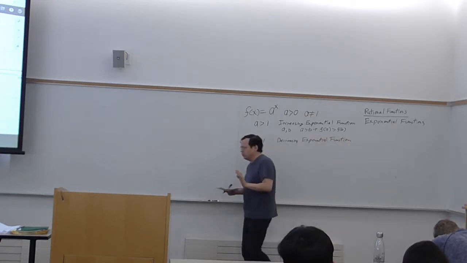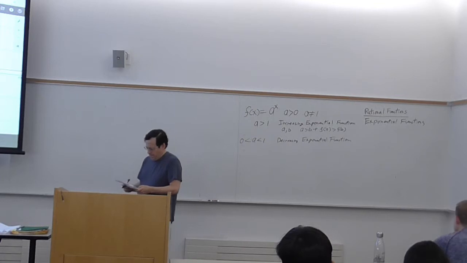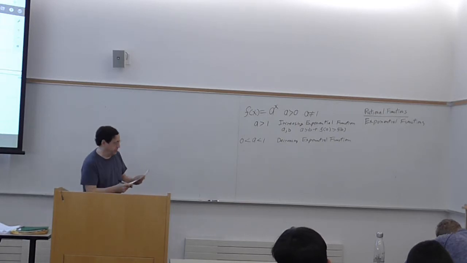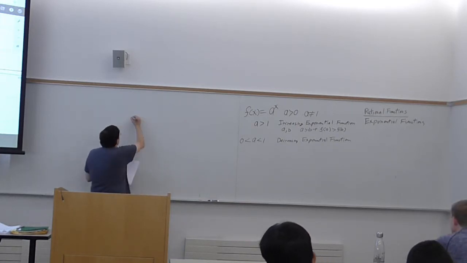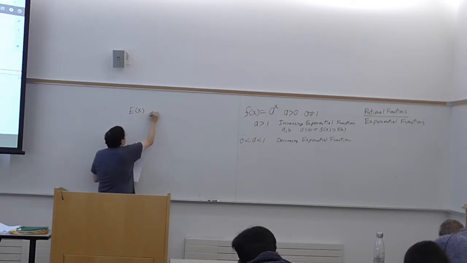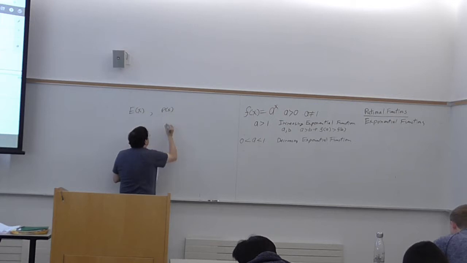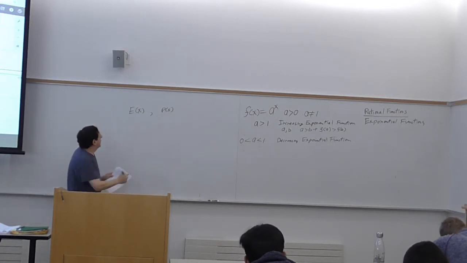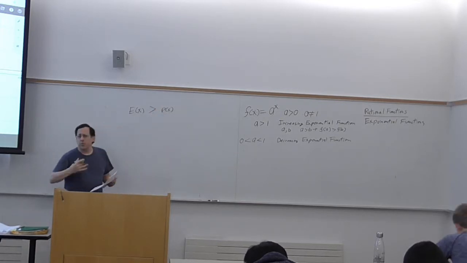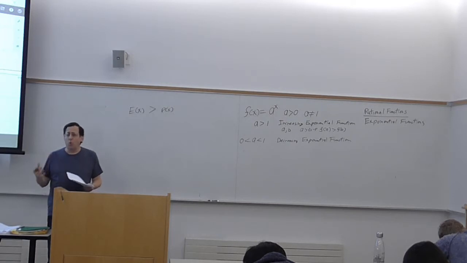Okay, we'll look at some of these in a minute. Here's something really neat about an increasing exponential function. If you compare it, we'll call it e of x, with some polynomial p of x, the exponential function is not always greater than it, but as you get out into large x, it will always dominate. It will always be greater.